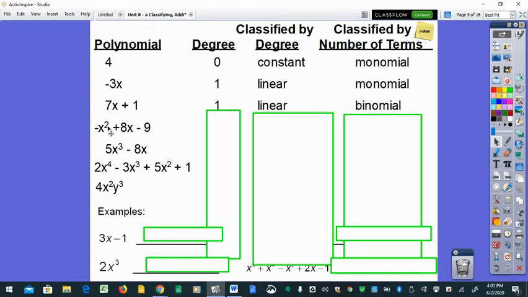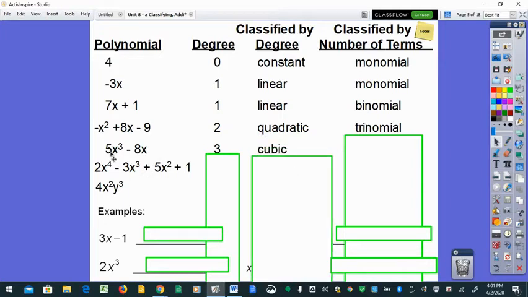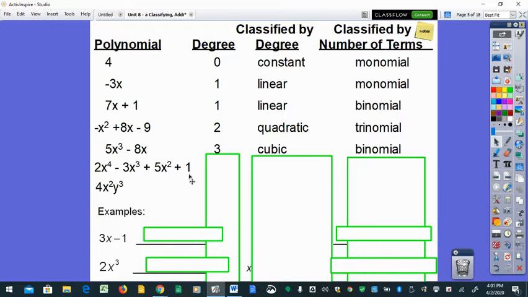The degree of this polynomial, the biggest exponent, is 2. His degree name would be quadratic, and he has 1, 2, 3 terms. He's a quadratic trinomial, and that is going to be something we're going to work a lot with coming up in the future. Highest degree is a degree 3. His first name would be cubic. How many terms does he have? 1, 2. So he's a cubic binomial.